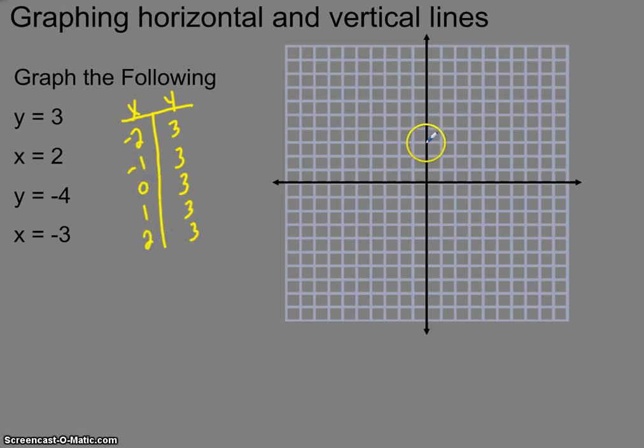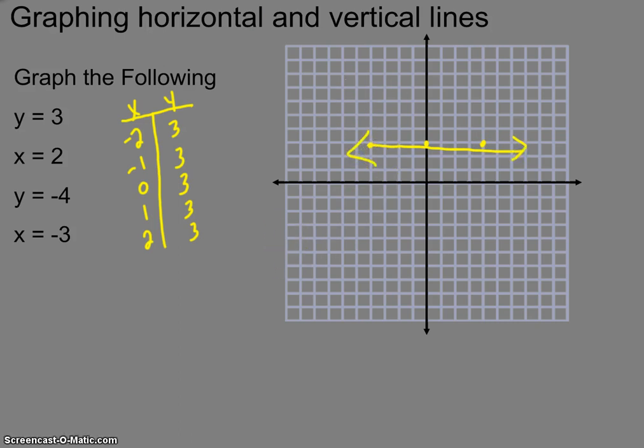Well, y always equals 3. That means every point I put on here, it's got to have y equals 3. Okay, so to graph that, I basically get a horizontal line that goes through these points. It's hard for me to draw horizontal on this, that's terrible.